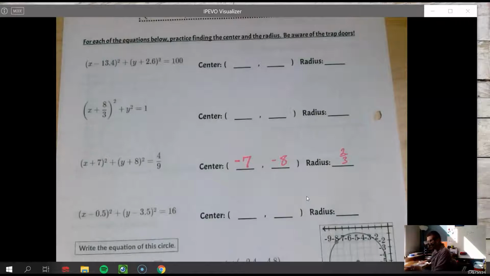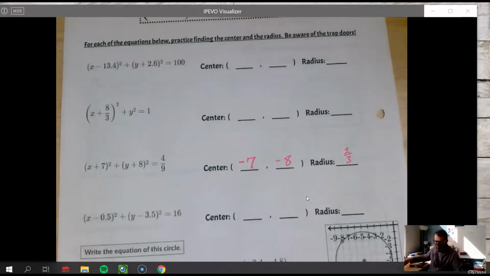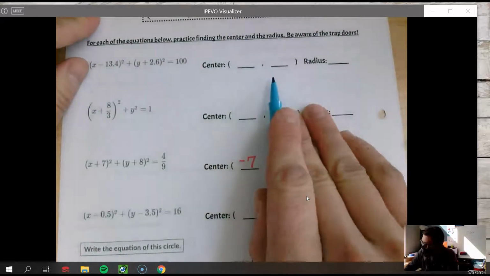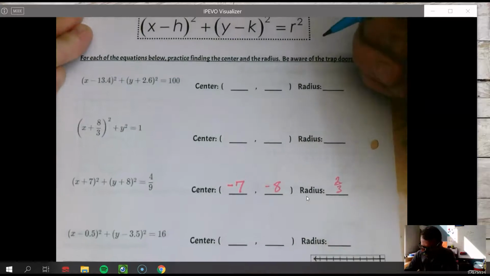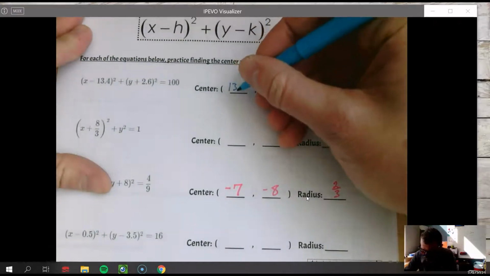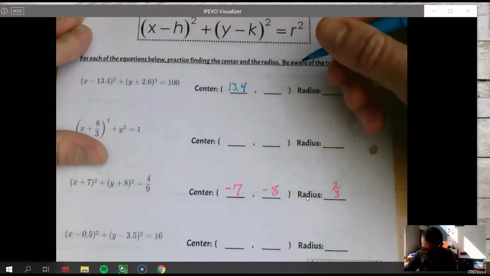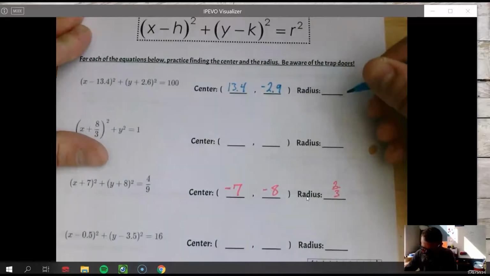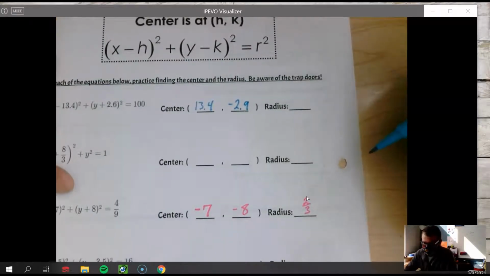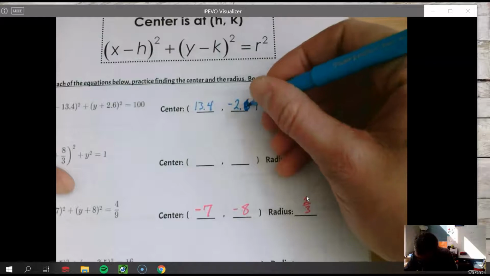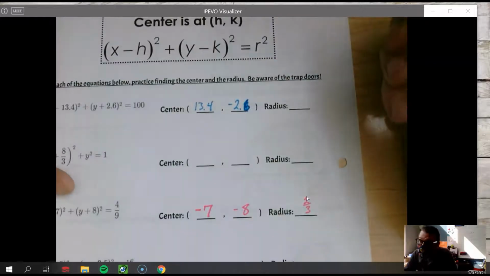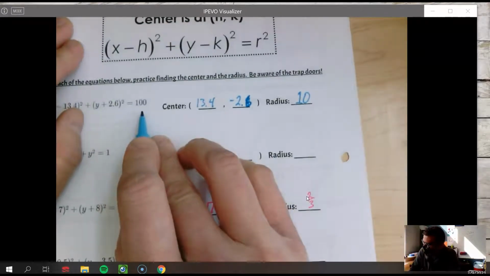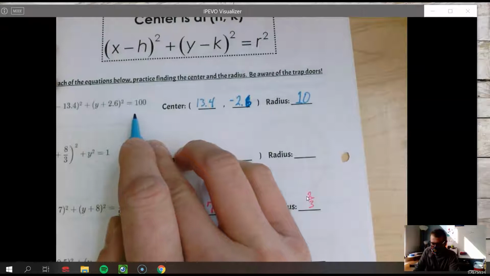We're just going to play a little round robin here and go around the room. So, Aaron, what is the center of our top one here? Yeah, and Margaret, what's our radius? Oh, my bad. Good catch. Yeah, our radius is 10, right? Because we got to take the square root of 100. So our radius is 10.